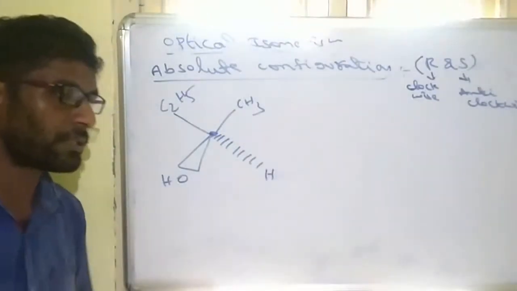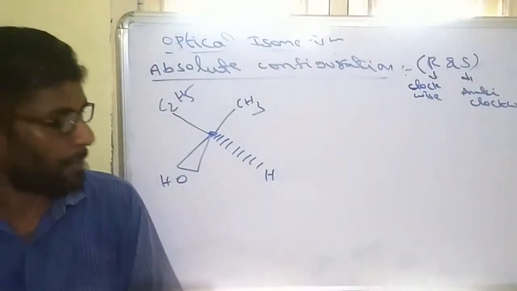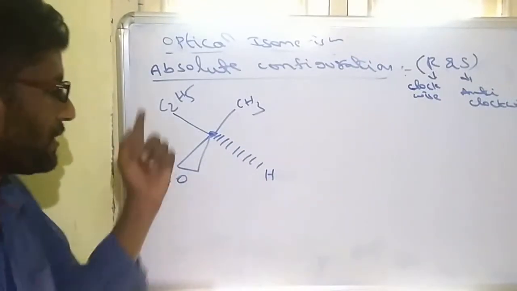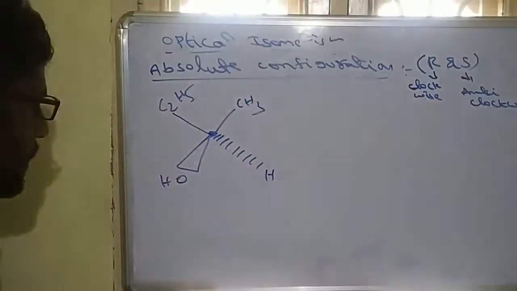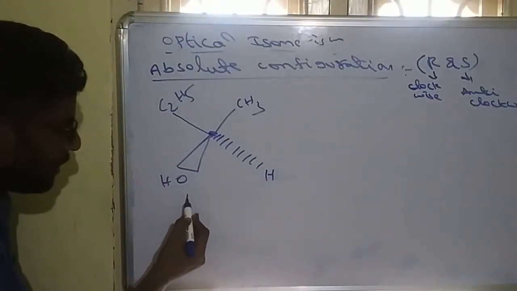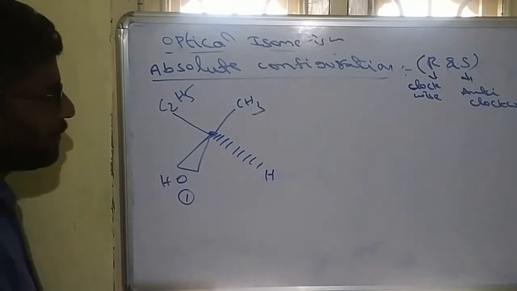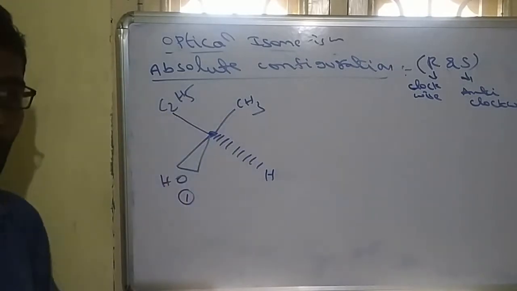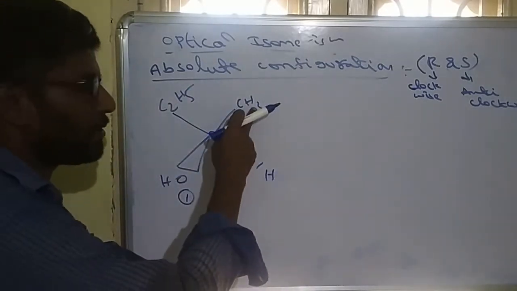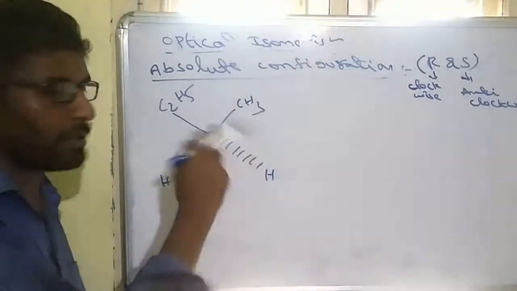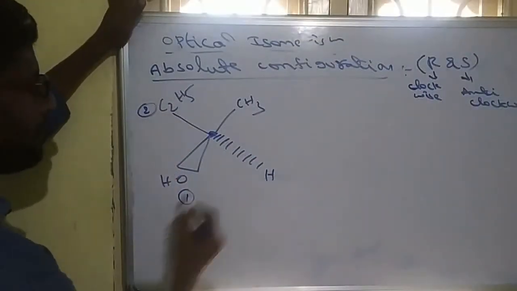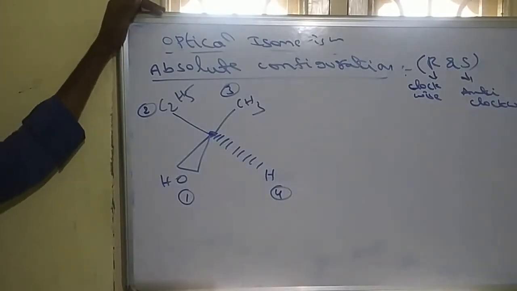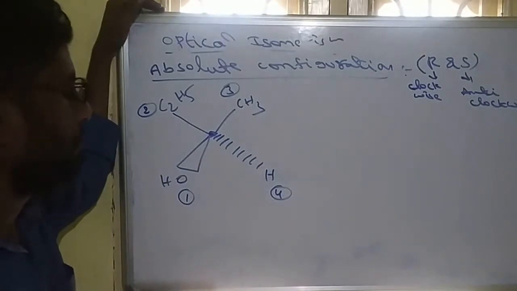How to identify: in absolute configuration, the first step is, among all four substituents, give atomic number priority. The highest atomic number should be given the top priority. Among these, oxygen has the highest atomic number, so it is the first priority. Second will be carbon. But this is also carbon and this is also carbon, and the atomic numbers are the same. Go for the next atom. Its next atom is hydrogen, but the other's next atom is again carbon. So carbon has the higher atomic number and it is the second priority. This should be third priority, and this is the least priority. This is the first rule: giving atomic number priority on the chiral carbon.